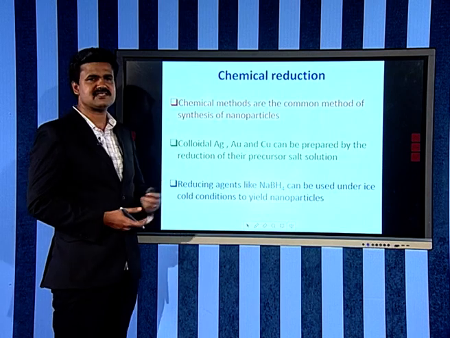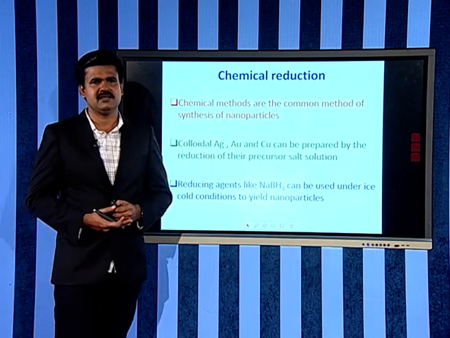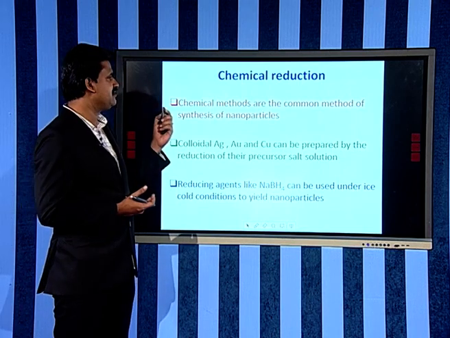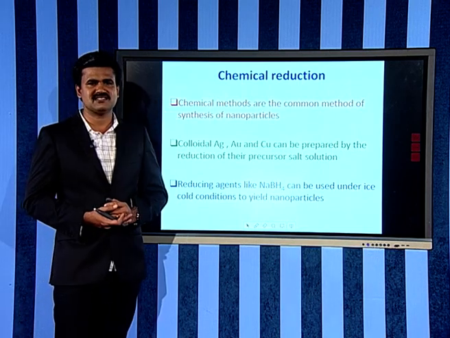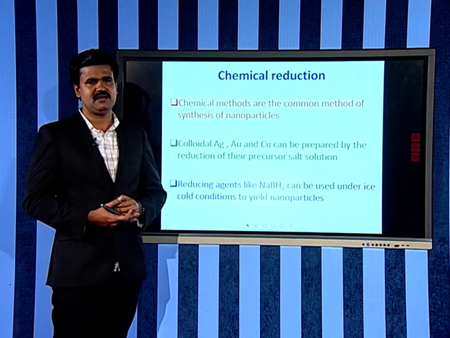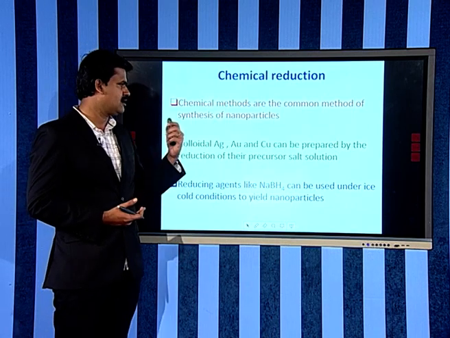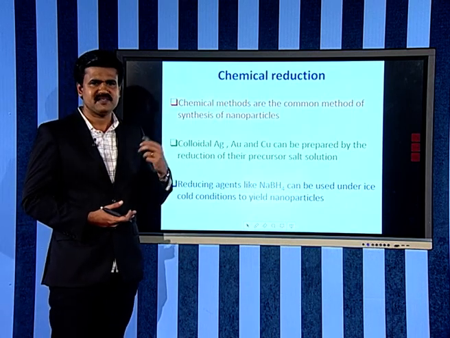Regarding the first bottom-up method, that is chemical reduction. The chemical reduction method is a very common method for the synthesis of nanoparticles. Especially, it is highly applicable for the synthesis of colloidal particles of silver, gold, copper, platinum, etc.